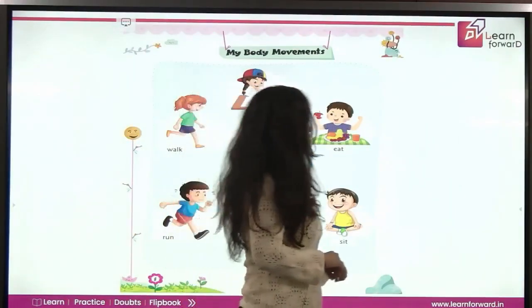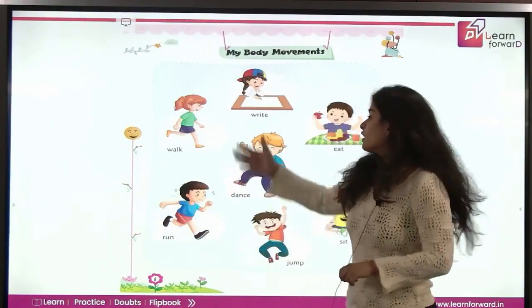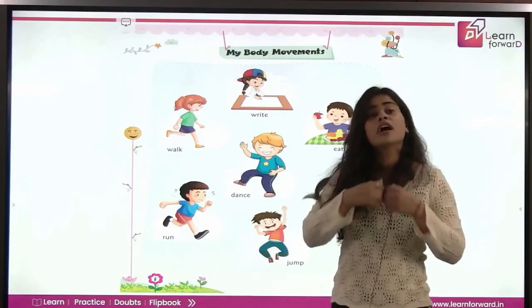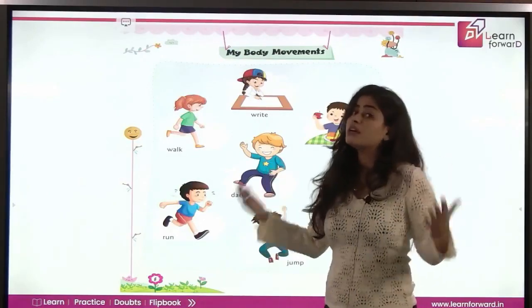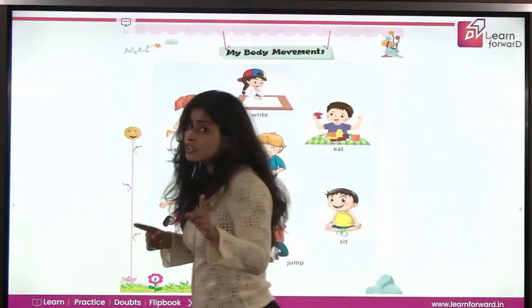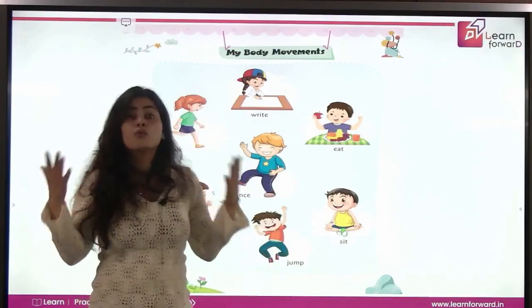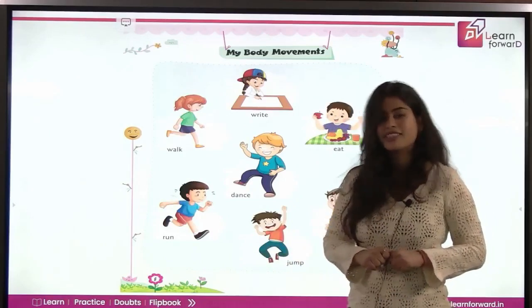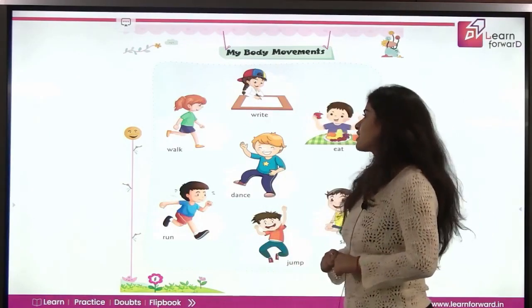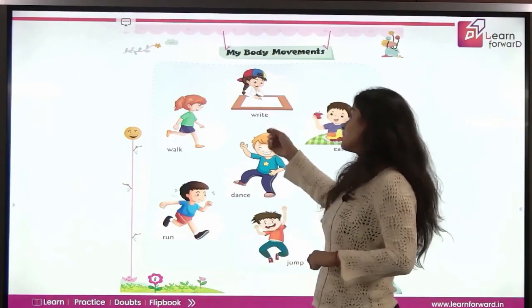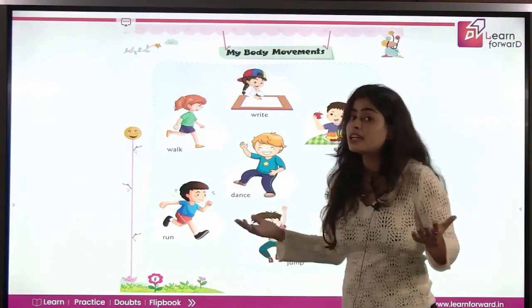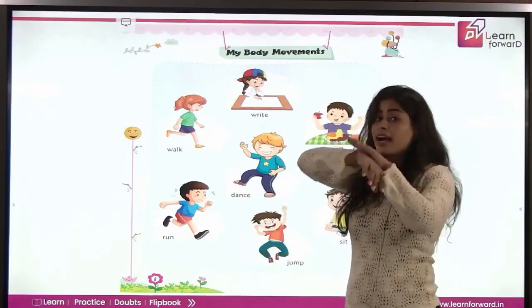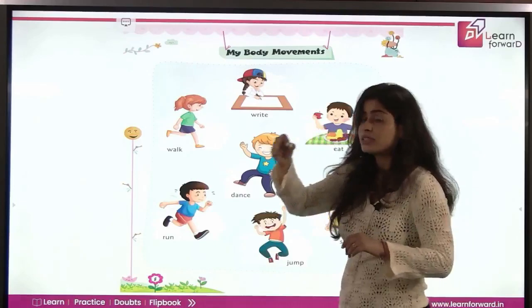Okay, so you can see here all these children are doing various activities, various movements. I will tell you what all we can do through our body. हम क्या क्या कर सकते हैं body से. चलिए start करते हैं today's class. First one is write. Write हम कैसे करते हैं? Through our hands. Through our hands we can write.